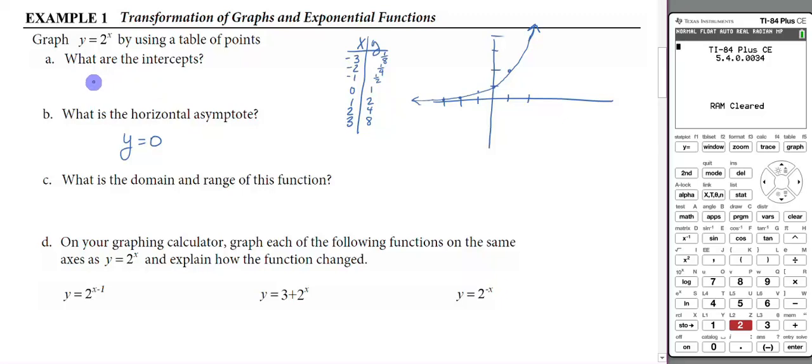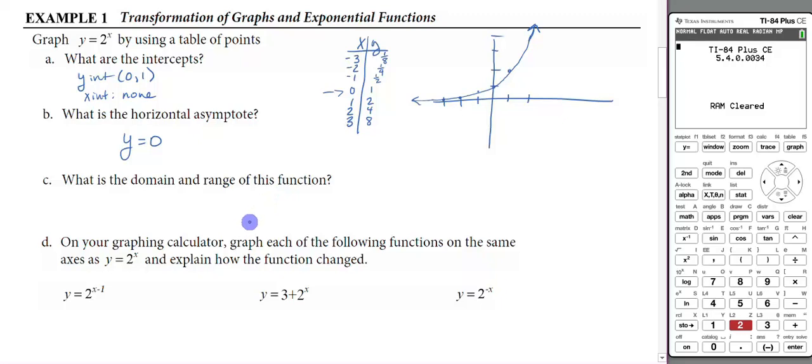Now, what are the intercepts? I see one right here. That's the y-intercept of (0, 1). We've already said that the graph will never reach 0. So on the x-intercept, we have no x-intercept.